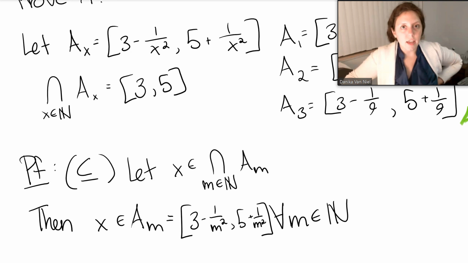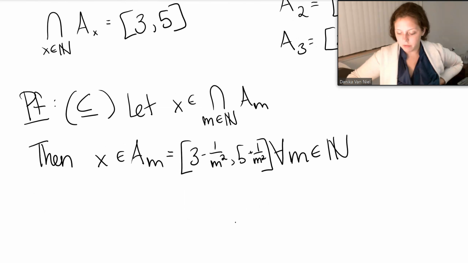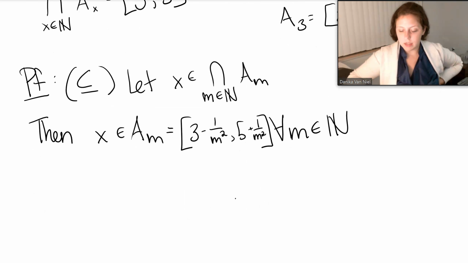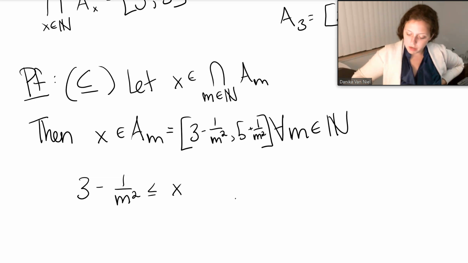So they each look like that. And so now I'm going to teach you another trick: whenever you see an element inside of an interval, you can rewrite it as inequalities. So that has to be less than or equal to X, which has to be less than or equal to 5. That's 1 over m squared.